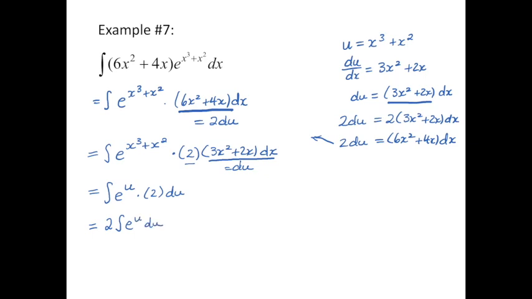And now we can use our rule, which says this is really just 2 times e to the u plus c. And then going back to our x form for u, we have 2 times e to the x cubed plus x squared plus c, and that would be our final answer.